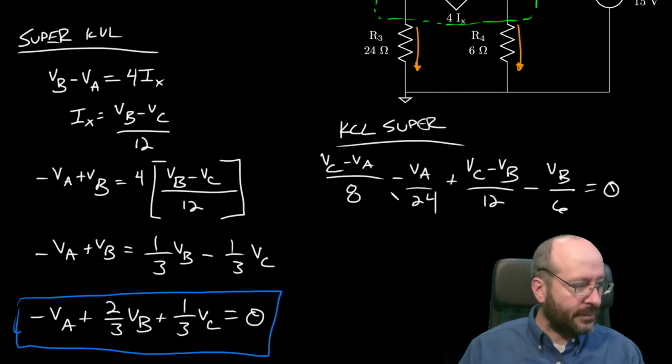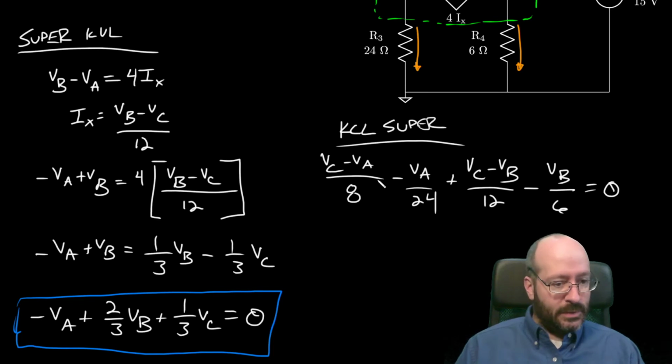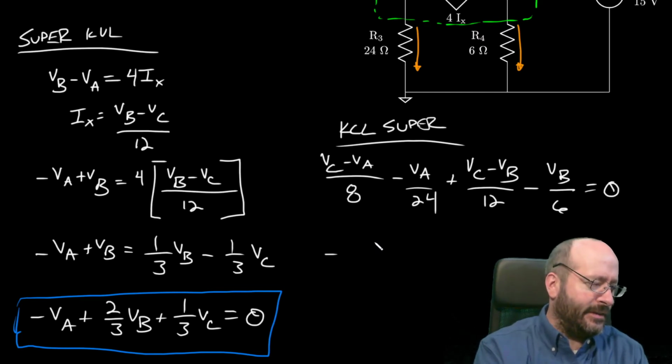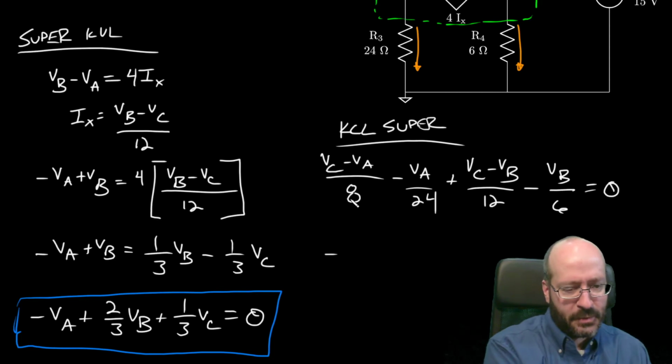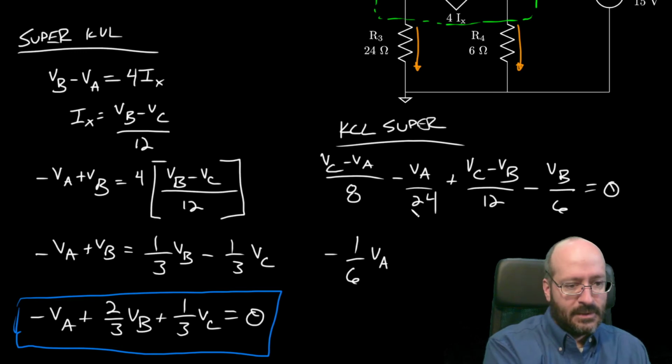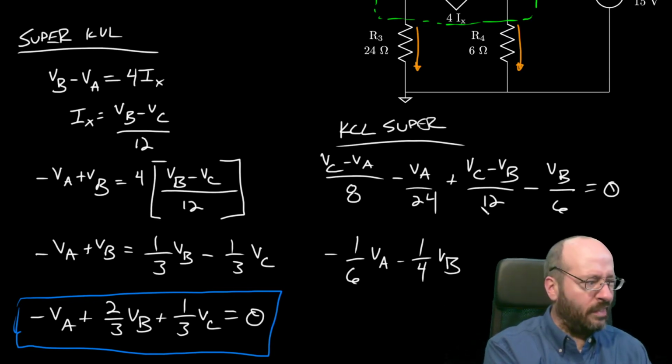Okay. Let's see here. Doing some algebra. So we got negative 1/8 and negative 24. So what is this? This is going to be 3/24, negative 4. So it's going to be negative 1/6 VA. Where are my VBs? Over here and here. So I got negative 1/12 VB and negative 1/6 VB, which is going to be negative 3/12, also known as negative 1/4 VB. All right, and we got VC 1/8 and 1/12.